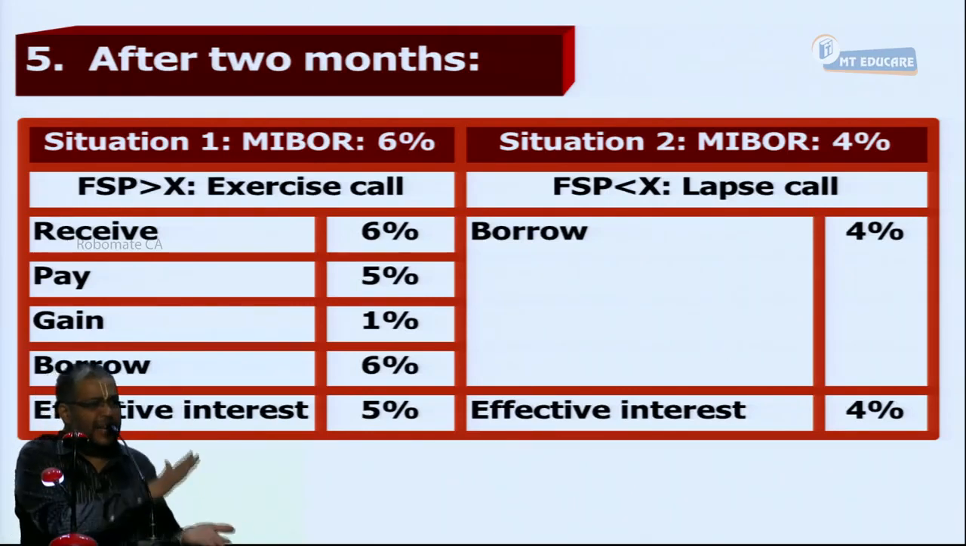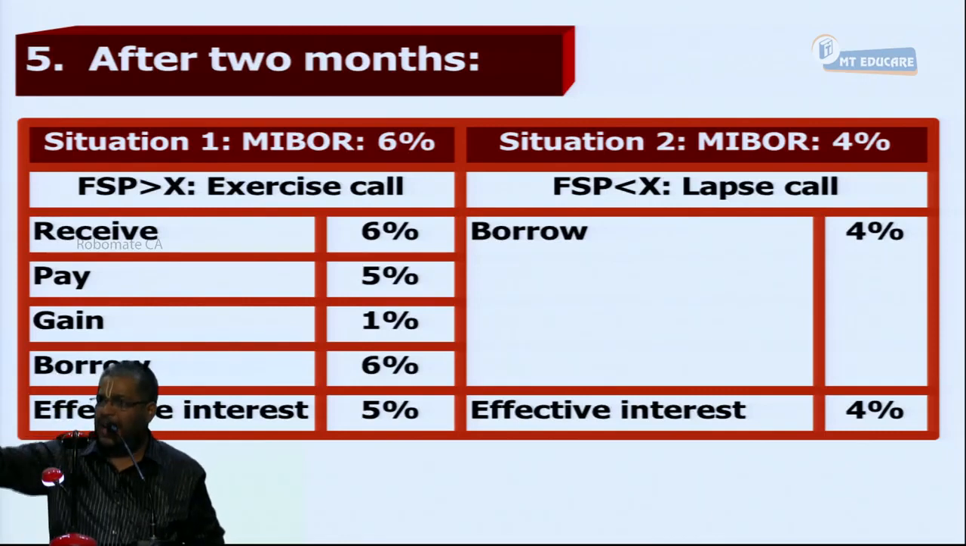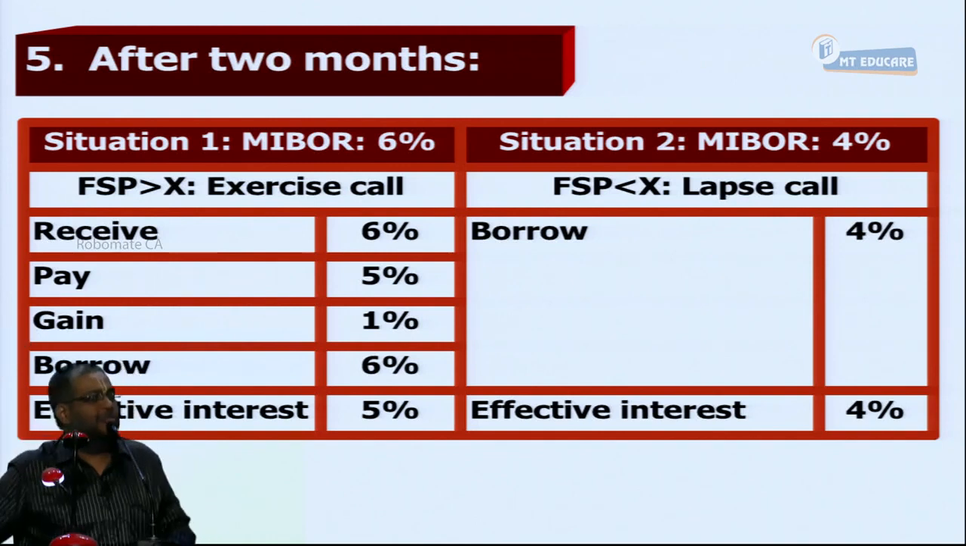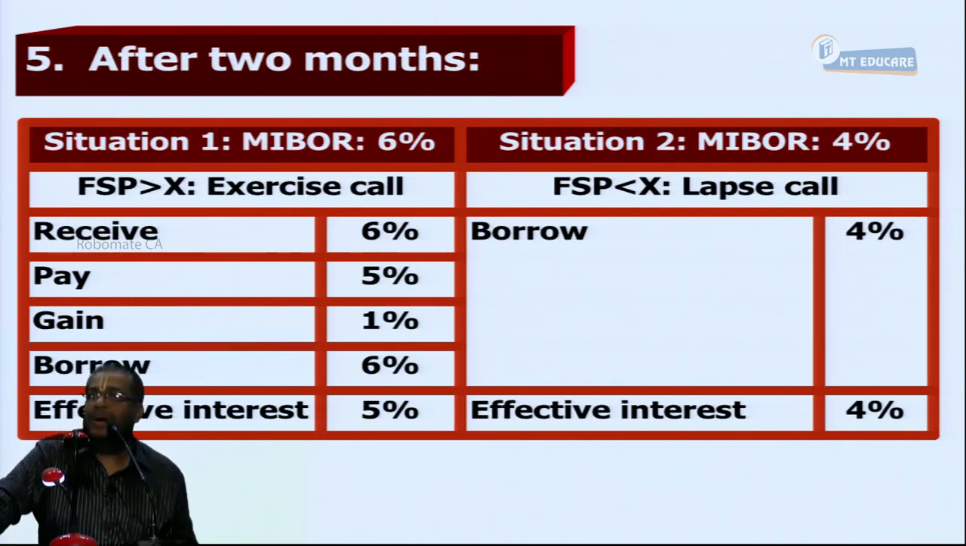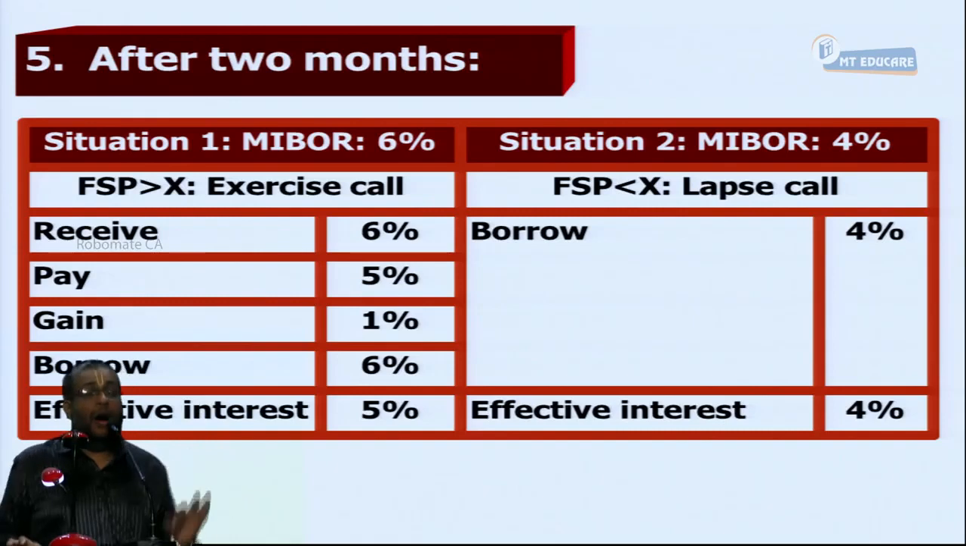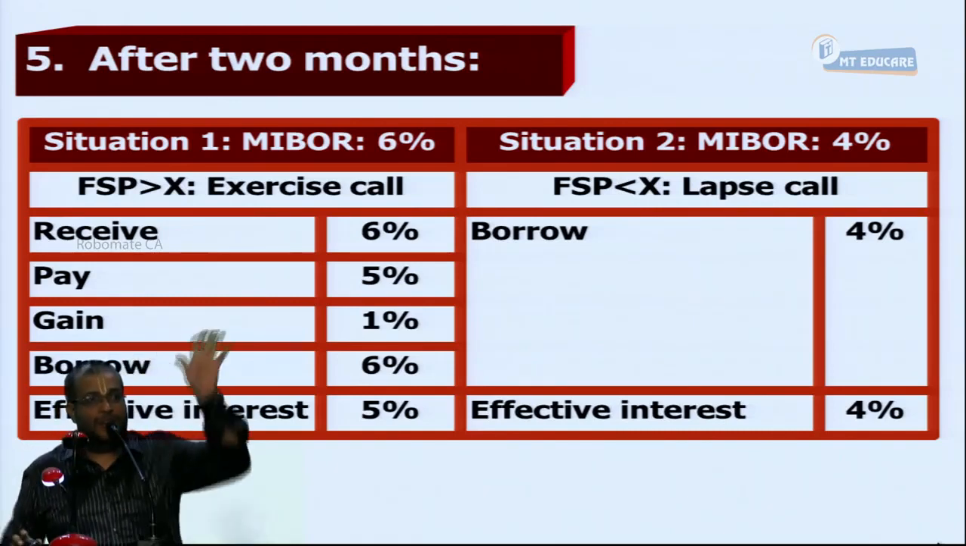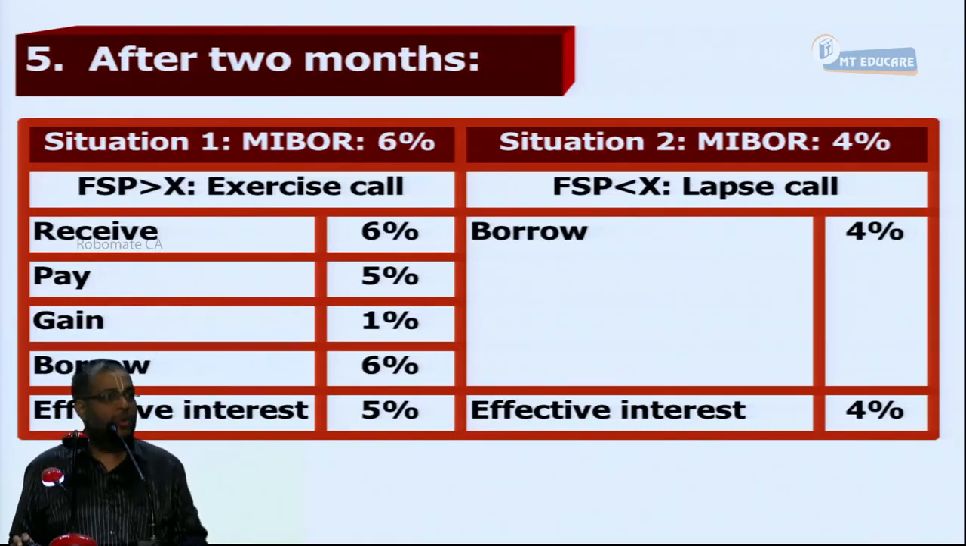So we exercise or let it lapse based on what? FSP more than X, less than X. The same concept applies for the interest rate options also. Are you following or not? Okay. Up to this point, what I have discussed, those who understood, raise your hand. Okay. Now, leave it. Come to the next discussion.